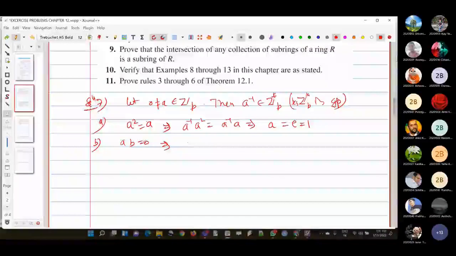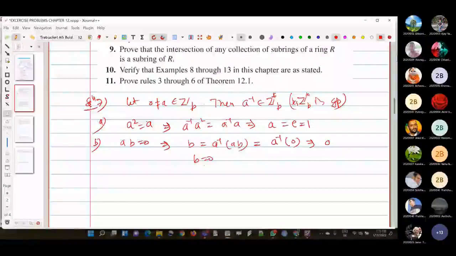So this implies that B, we can write B as A inverse AB. And therefore, A inverse times AB is nothing but 0. So this implies 0 on the right hand side. So B equals 0. So when A is non-zero, B has to be 0.